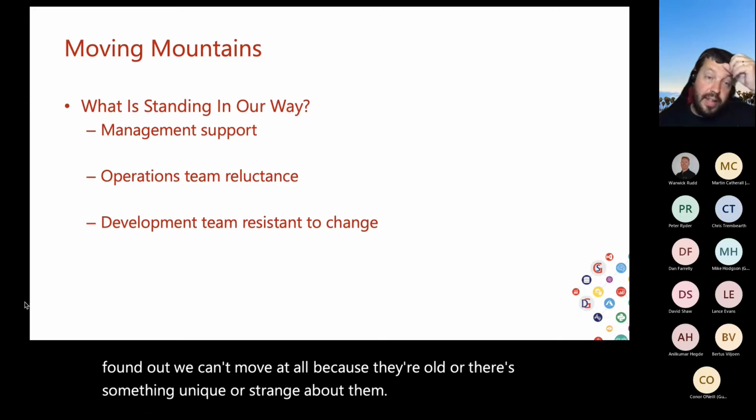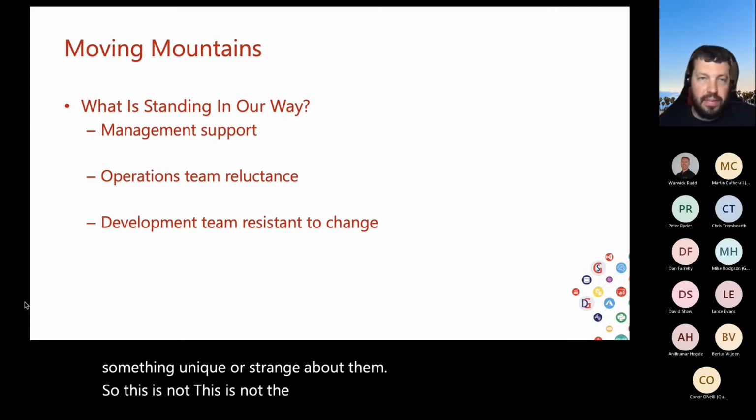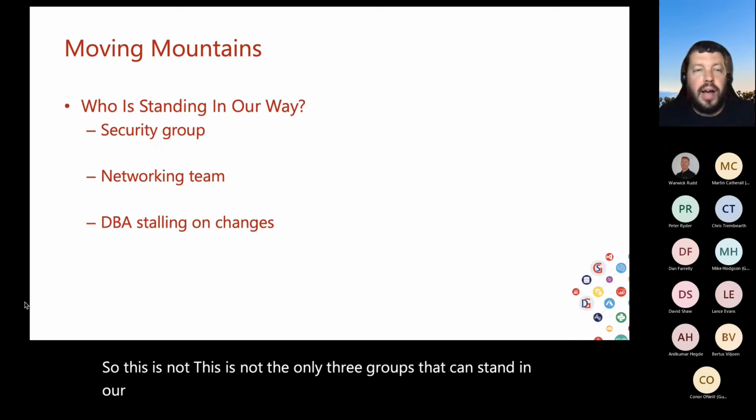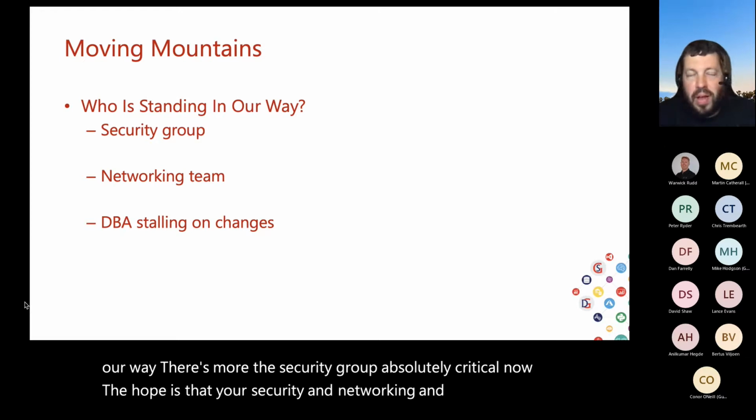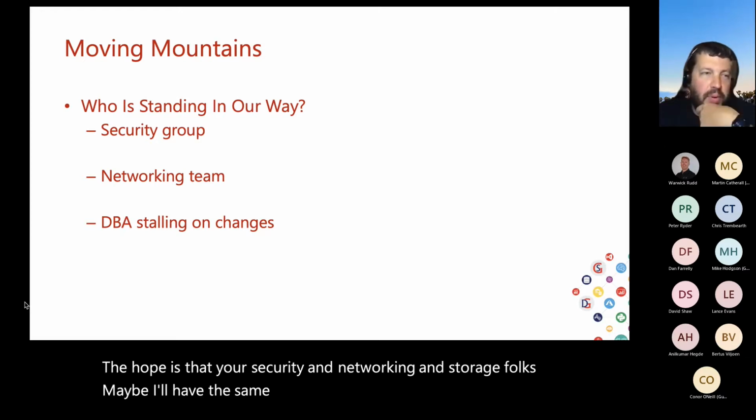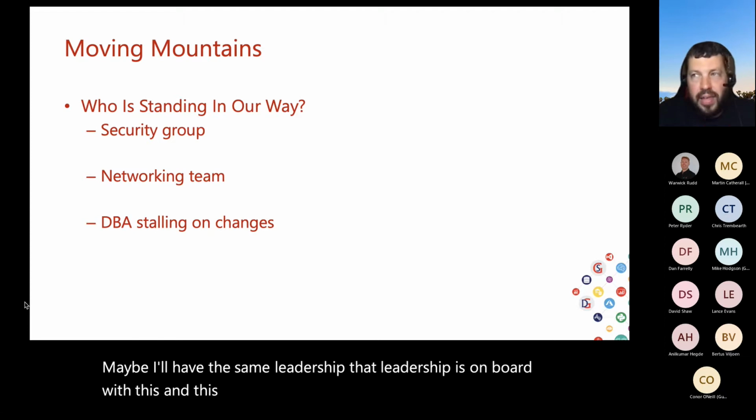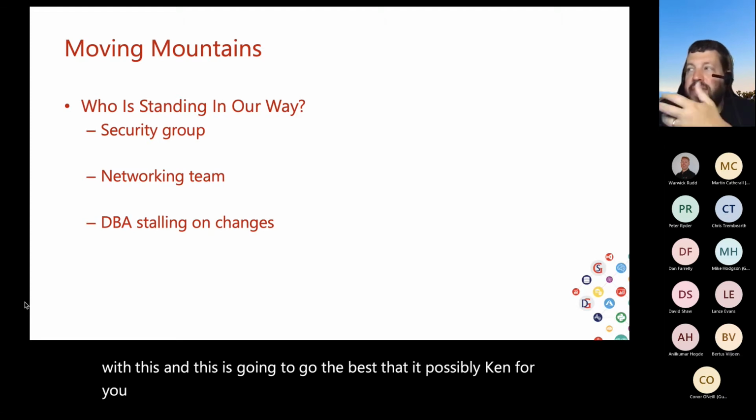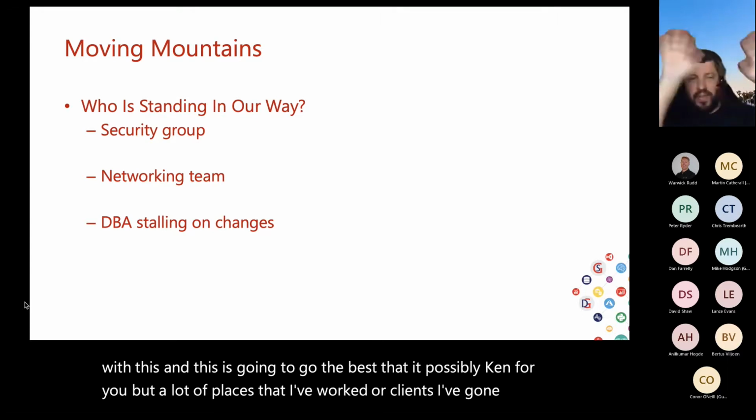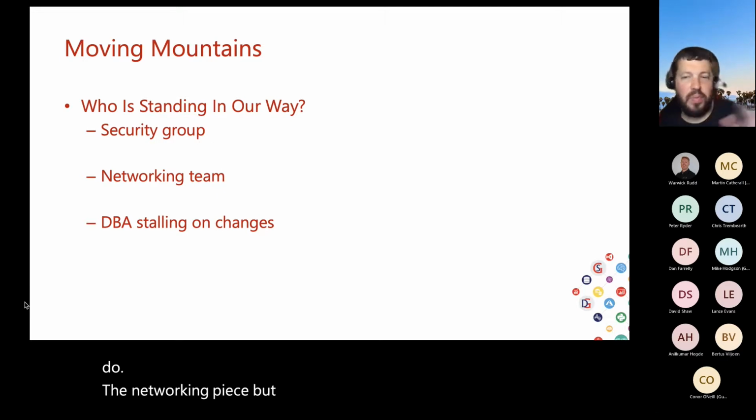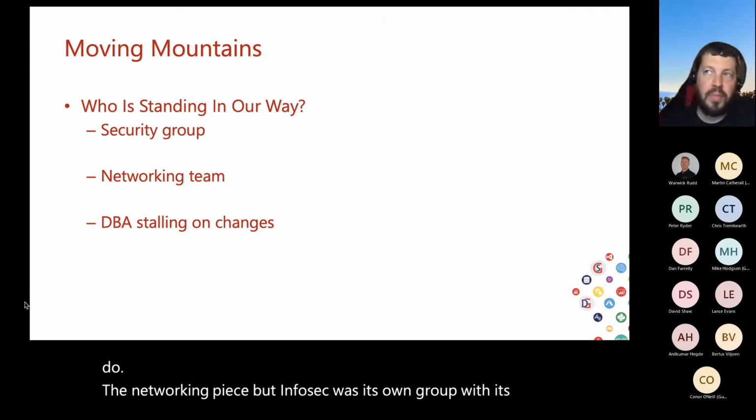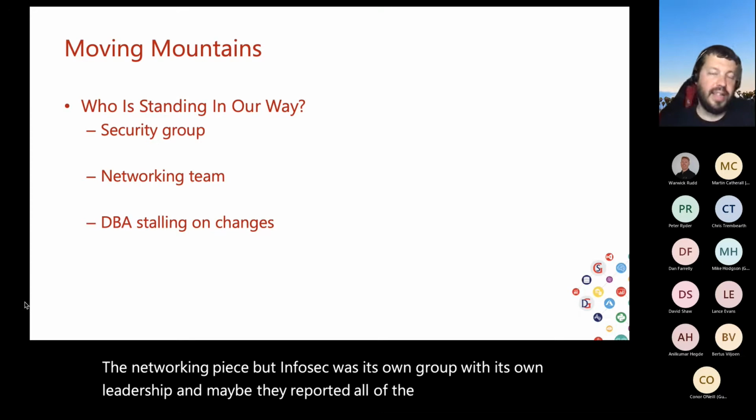So these are not the only three groups that can stand in our way. There's more. The security group, absolutely critical. Now, the hope is that your security and networking and storage folks all have the same leadership, that leadership is on board with this, and this is going to go the best that it possibly can for you. But a lot of places that I've worked, or clients I've gone into, these were spread across different groups. Like general IT might do the networking piece, but InfoSec was its own group with its own leadership. And maybe they reported to the same CTO and maybe they didn't.